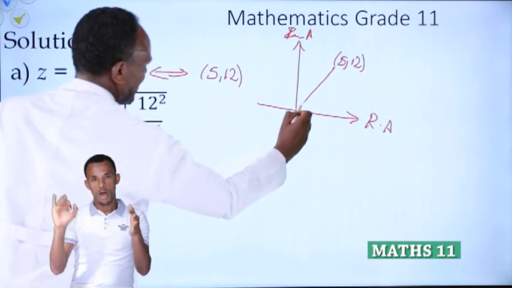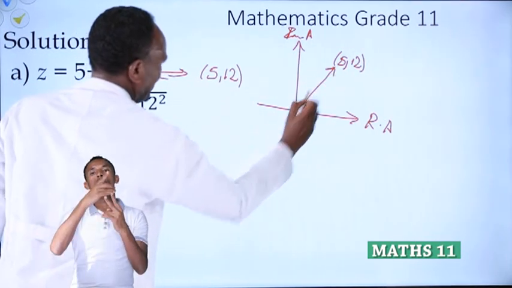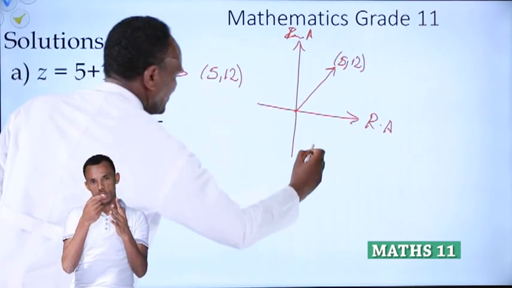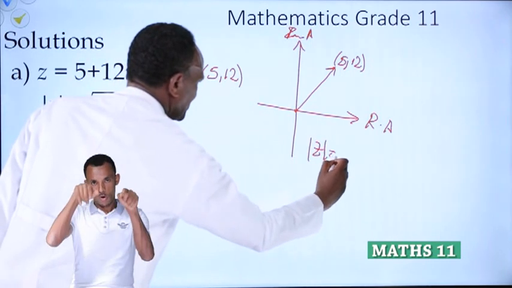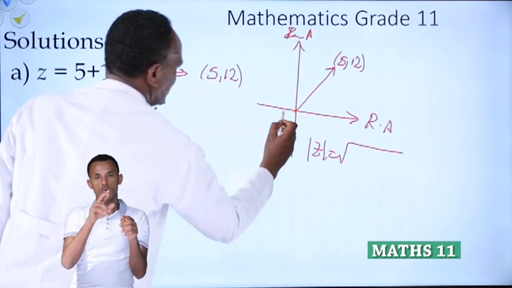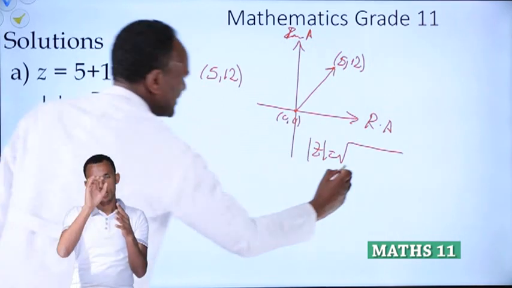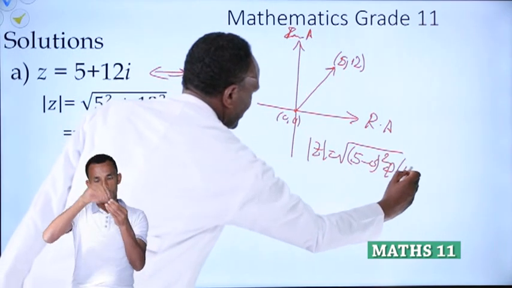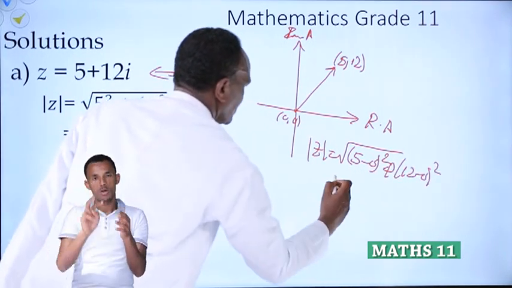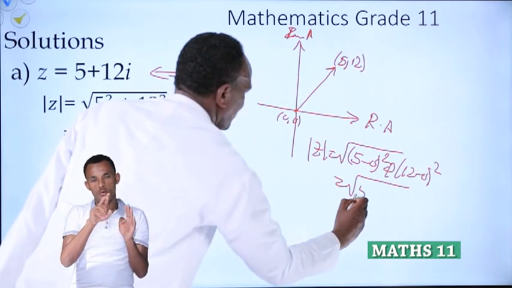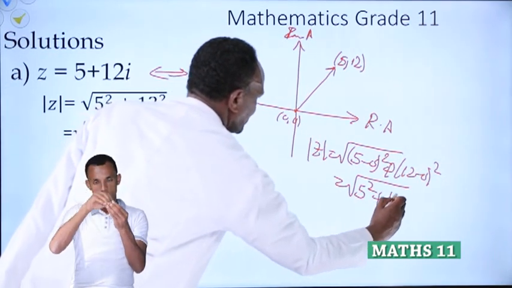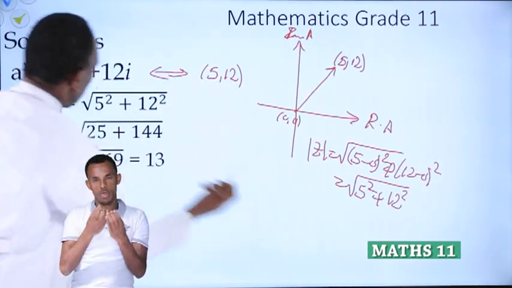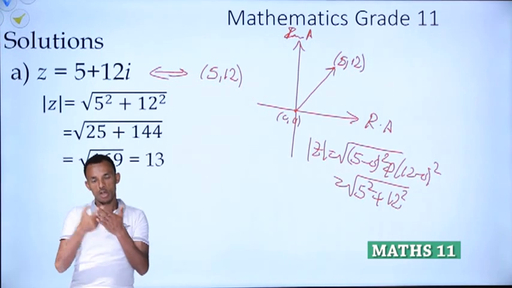If I join these 2 points, I will get a vector, which is a position vector, because it starts from the origin and ends at the point (5, 12). What is the modulus of z? The modulus of z is the square root of, since the origin has coordinates (0, 0), (5 minus 0) squared plus (12 minus 0) squared, which is the square root of 5 squared plus 12 squared. What was 5? It is the value of x, the real part. What is 12? It is the imaginary part of that complex number.